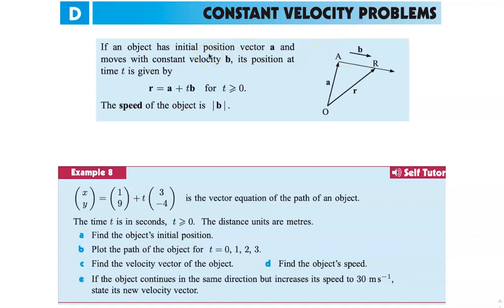Now here's the vocab though. Speed of an object is just the magnitude of the direction vector. Again, when we have this equation, the direction vector is the king, this thing we care about the most. So if you want the speed of the object, it's just what's the size of this direction vector. So you just take the magnitude of it.